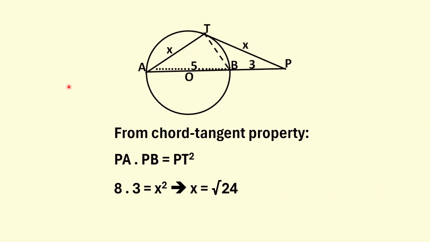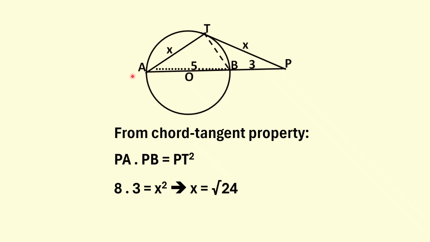So now we can apply the facts one by one. First we take the chord tangent property. We saw that the chord AB is extended to an external point P and PT is a tangent, so PA into PB, P to A and P to B multiplied, should be equal to PT square.